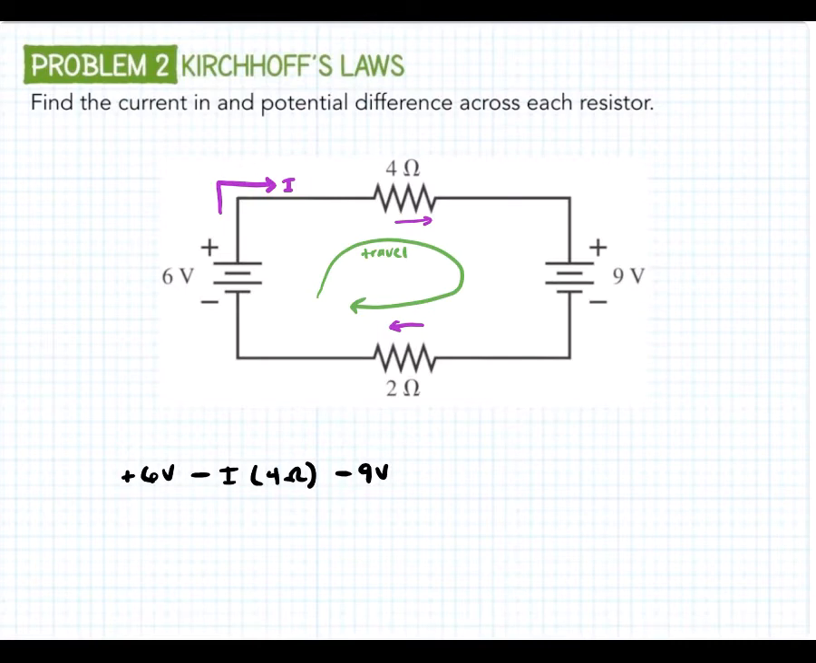And then when we get over to this lovely 2 ohm resistor, we see once again that the current and the direction of travel are the same way. So this means we're going to get a negative current times 2 ohms. That is our delta V is equal to IR, Ohm's law. So when we sum up all of these voltages, we should get 0. And that's our statement of Kirchhoff's law. So that's when we write our equations. We know that the sum of all the delta V's should be equal to 0. Well, here's our sum of all our delta V's, and it's equal to 0.